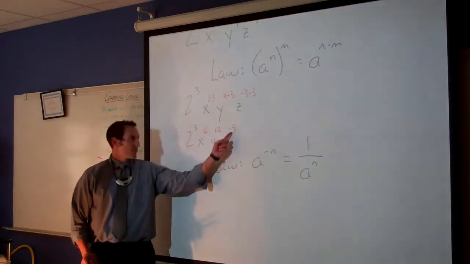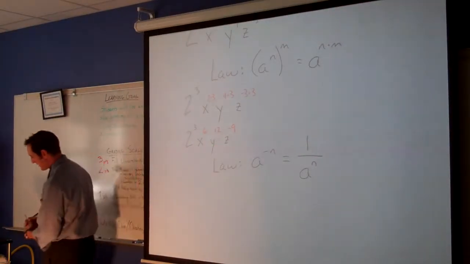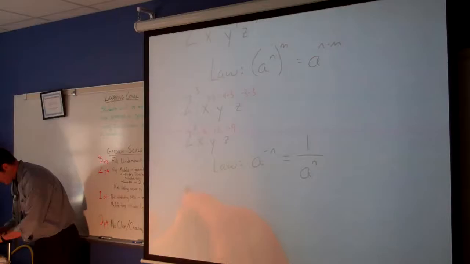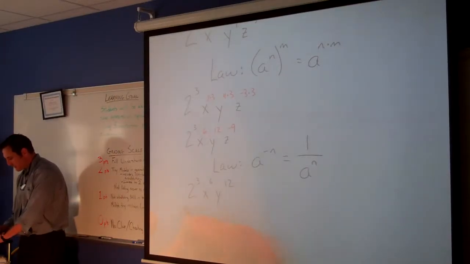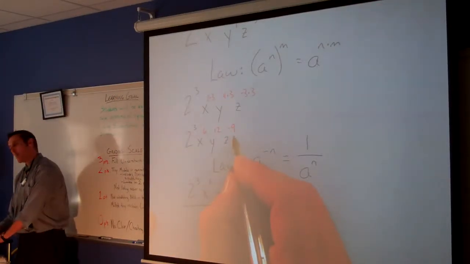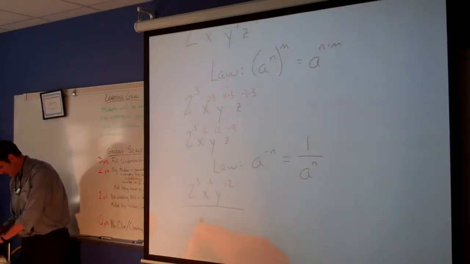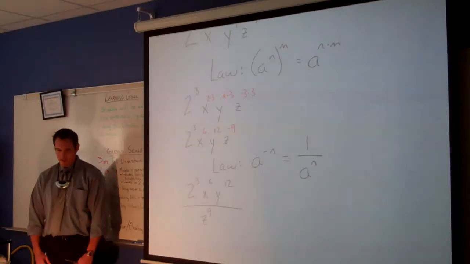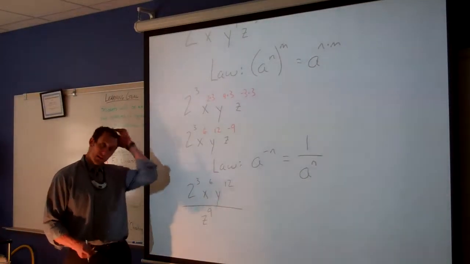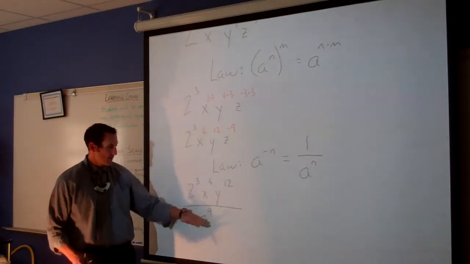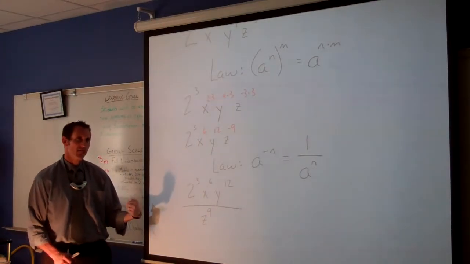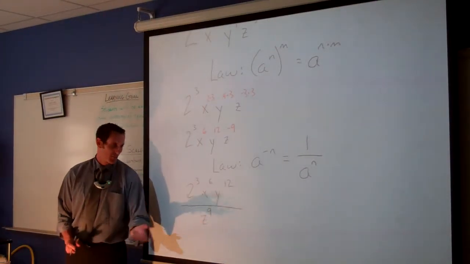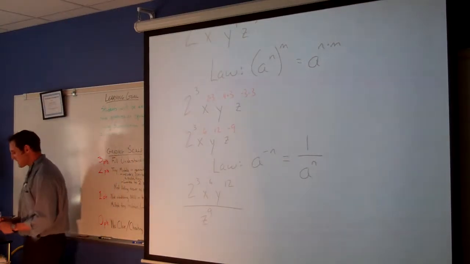So we're doing the same thing with this little piece. Everything else stays the same. 2 to the 3rd stays the same. X to the 6th stays the same. Y to the 12th stays the same. But now that z to the negative 9 moves to the bottom. And that negative 9 becomes a positive 9. Alright, so we've used that previous law. And if you're confused about what just happened from here to here, review the first video in the unit about zero exponents and negative exponents.